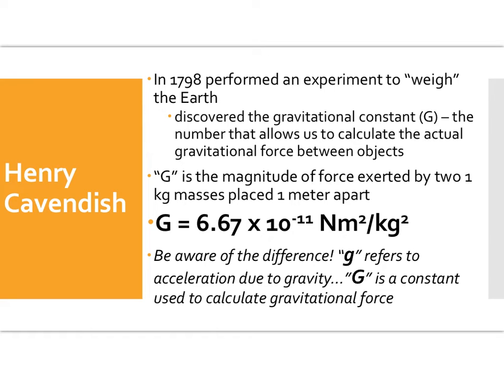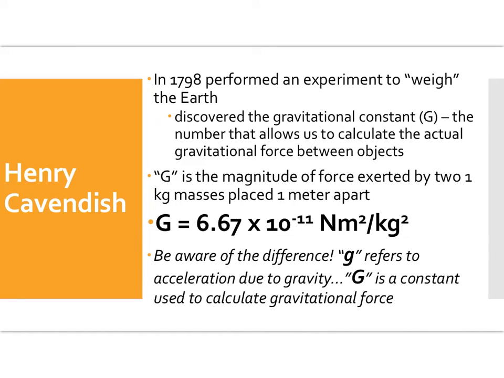Now we come to this guy named Henry Cavendish. And Henry Cavendish, in 1798, performed this experiment. He wanted to weigh the Earth. He wanted to know how much mass was in the Earth. And in doing so, in this experiment, what he also discovered is what's called the gravitational constant.